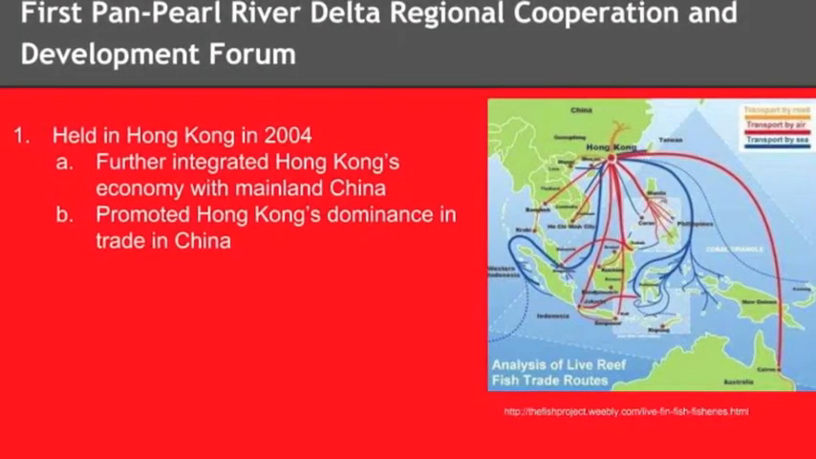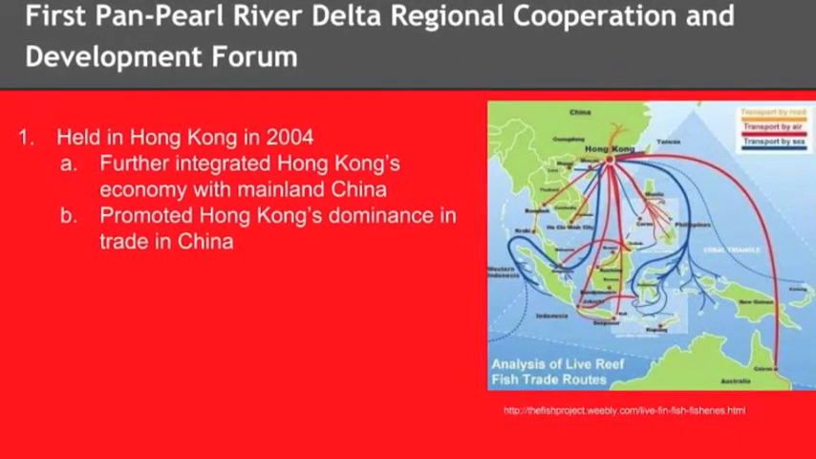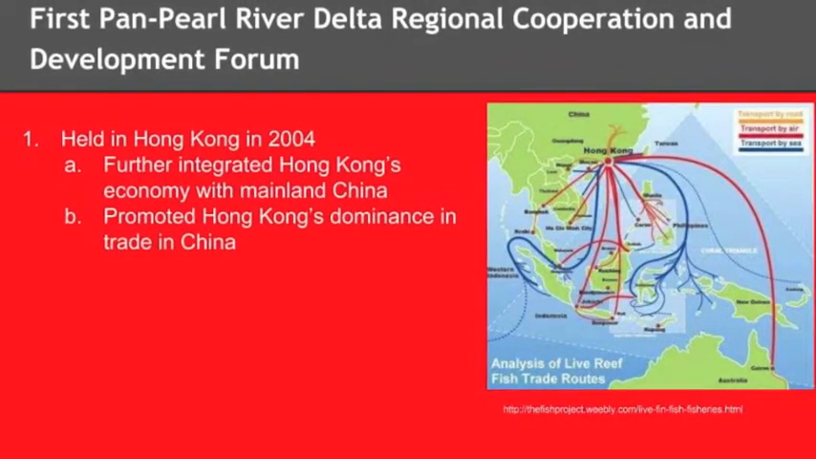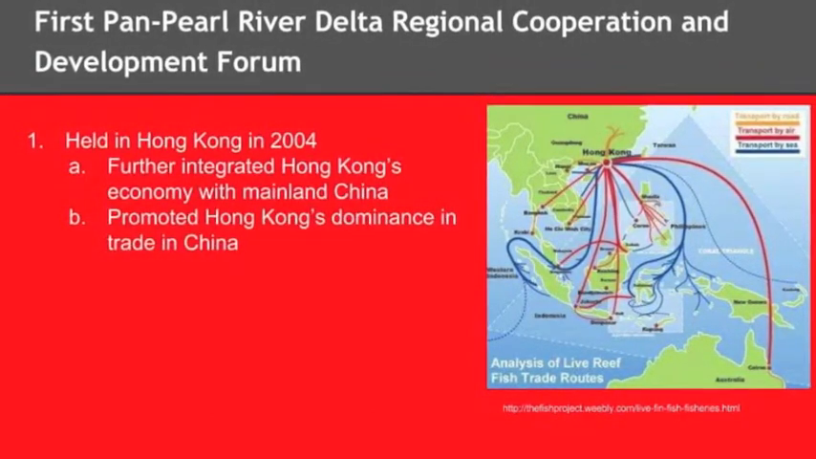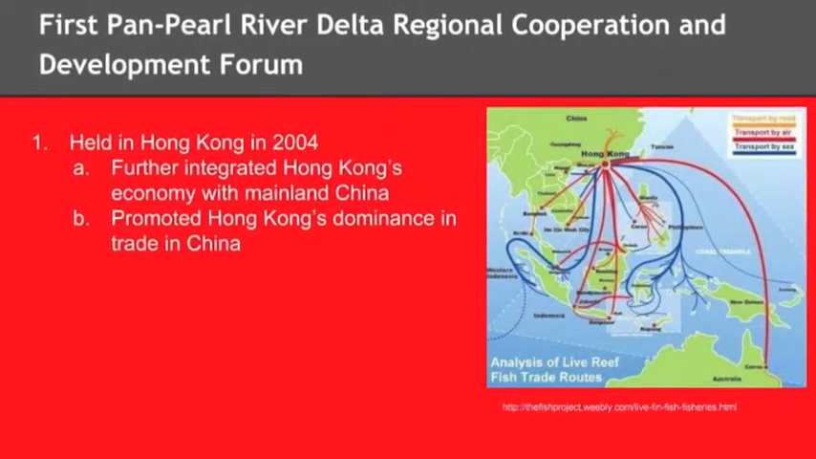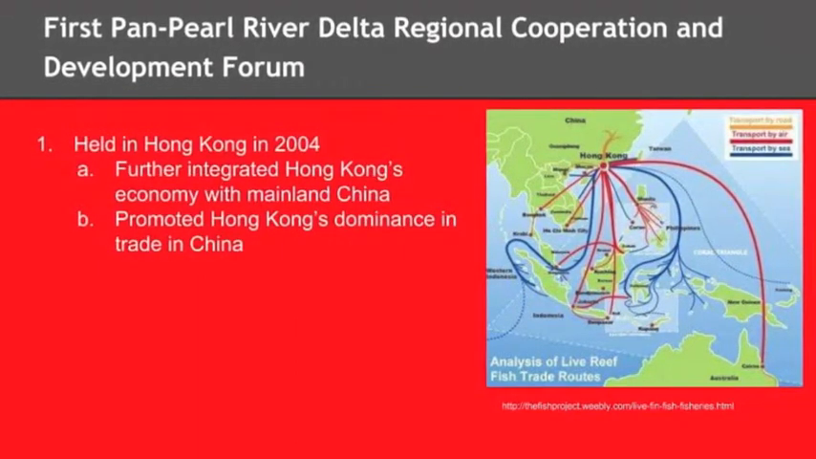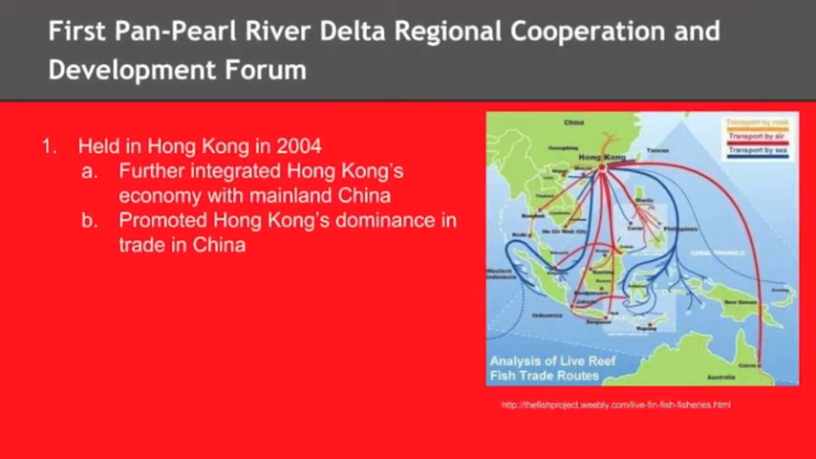The first Pan-Pearl River Delta Regional Cooperation and Development Forum was held in 2004. This integrated the Hong Kong and Chinese economies by increasing trade and investment between the two entities. This agreement promoted a higher level of education. Additionally, it opened up new opportunities for Hong Kong to economically expand, creating more jobs. This new level of cooperation made Hong Kong a major source of capital and finance for the mainland China, which helped to strengthen both economies.